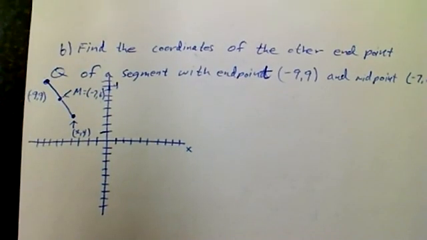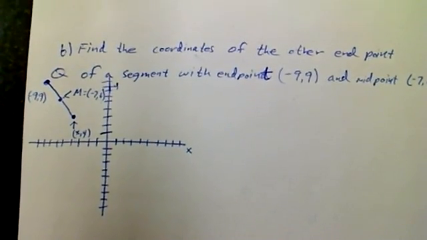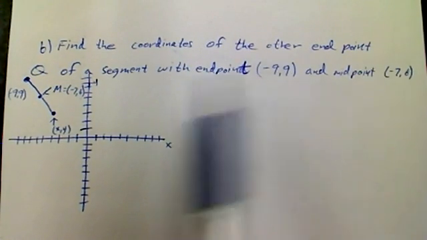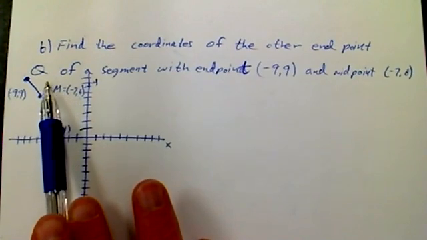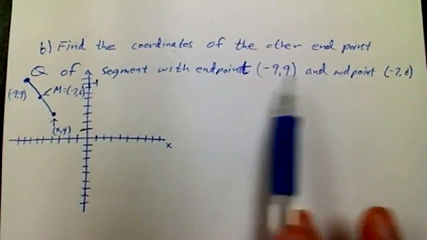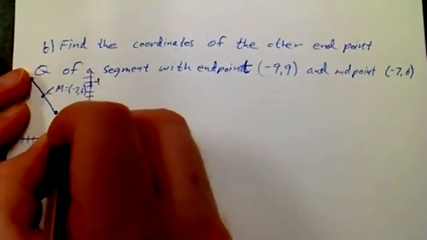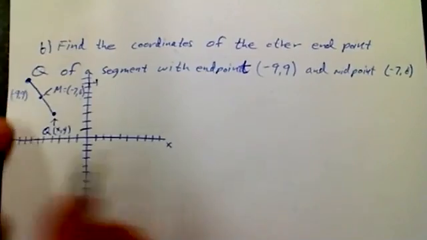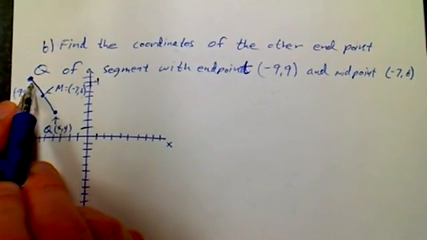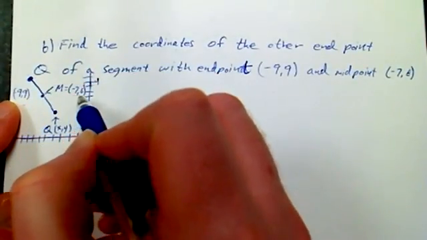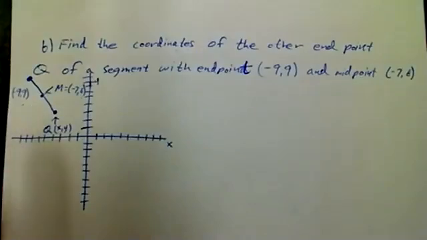Okay, guys, I wanted to do one more of those midpoint examples. And this one's just phrased a little bit different. This one says, find the coordinates of the other endpoint. They call it Q of a segment with endpoint -9, 9, and midpoint -7, 6. So this x, y is the Q I'm talking about. So I have -9, 9, okay? That's this point here. Here's the midpoint, -7, 6, and I want to know what this point is.